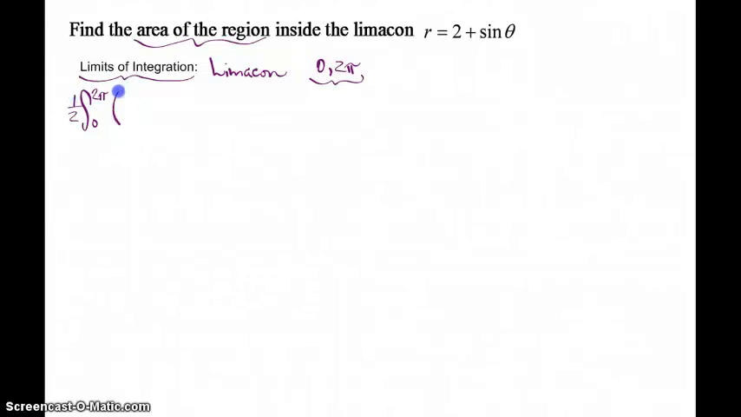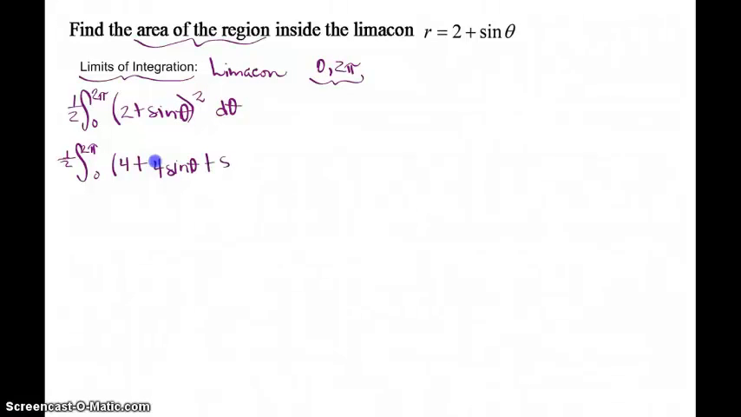Our limits of integration are 0 to 2 pi, so we can do those fairly quickly. Remember, it's 1/2 r squared d theta. So a lot of algebra to clean things up where you can find the antiderivative. 4 plus, we have 2 sine plus 2 more sine, so that's 4 sine of theta plus sine squared of theta. We've got to do our trig substitution for that term, so we could go ahead and do that here.